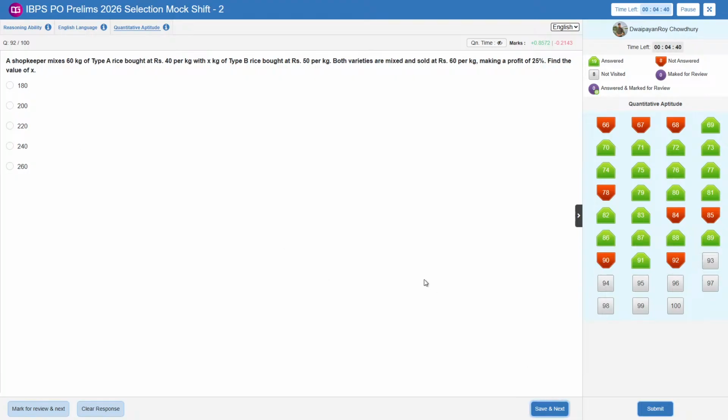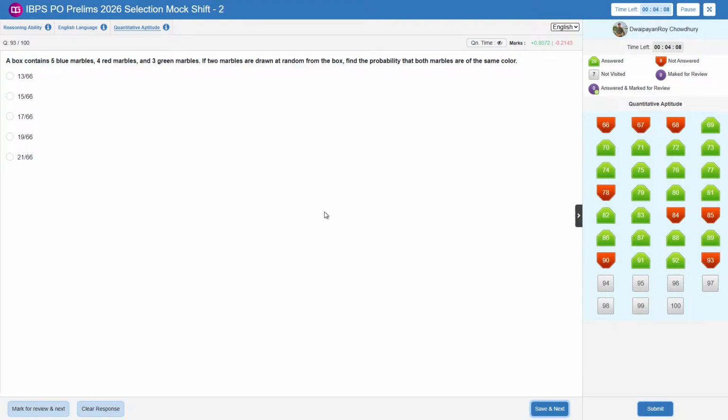A shopkeeper mixes 60 kg type 1 with 40 kg. Okay, so 60 kg type 1 bought at 40 with X kg type 2 bought at 50 and 60%. So 48 to 8, 2 is 60. So 30 times 8 is going to be 240 times. I mean, total 8 times is 240.